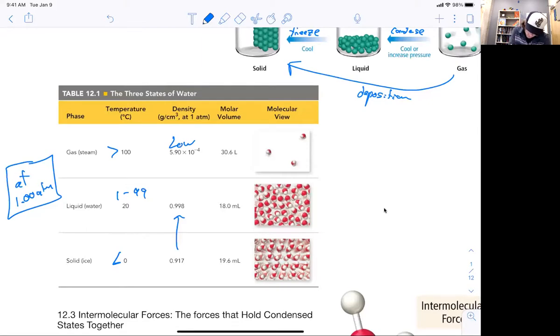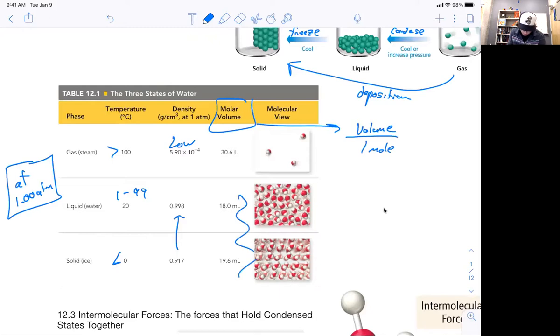Molar volume, you might recall this from your discussion on gases. This is the volume that it takes to have 1 mole of the chemical. And so you can see solids and liquids are very similar, 18, 19.6 milliliters. So you can imagine a little graduated cylinder, it's about 20 milliliters. That's 1 mole. That's Avogadro's number of water molecules.